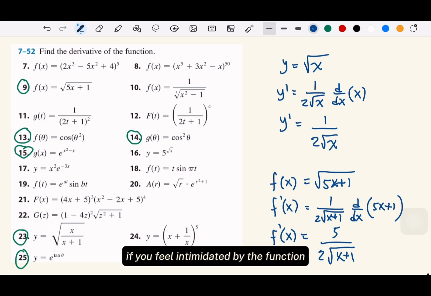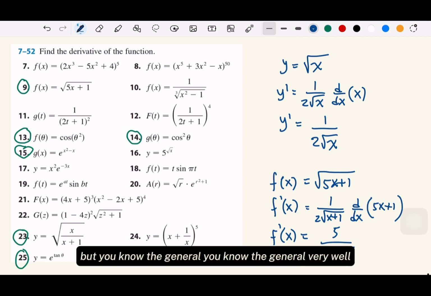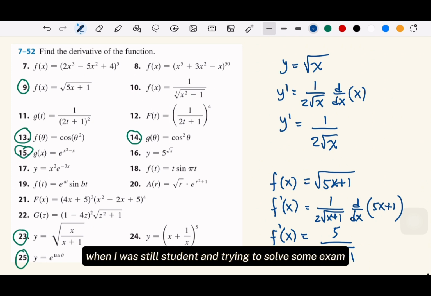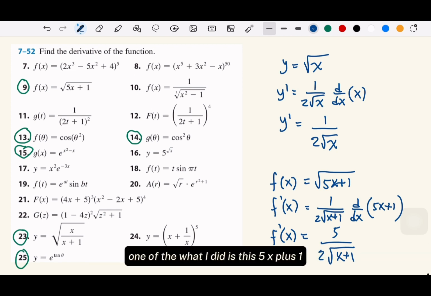If you feel intimidated by the functions, but you know the chain rule very well. Sometimes I also had this kind of problem when I was still a student solving exams, and I tried to figure out how to remove my anxiety or nervousness during exams. What I did is this 5x plus 1, it can be any function, a polynomial, any complicated function. But you can simply change this 5x plus 1 to A or B.